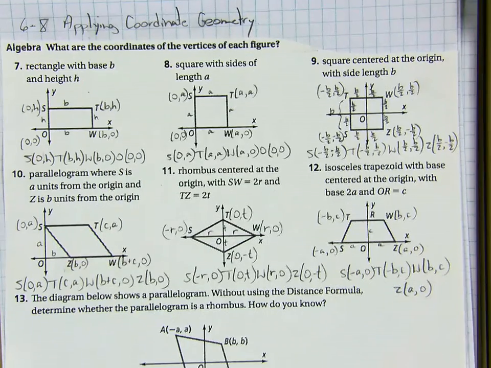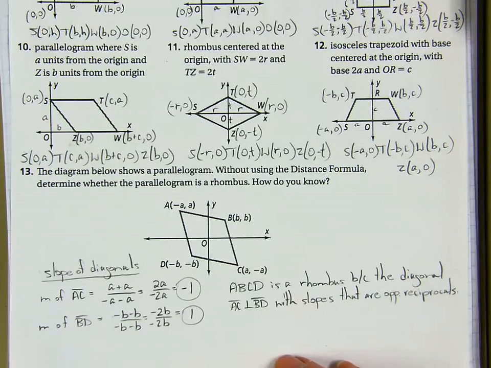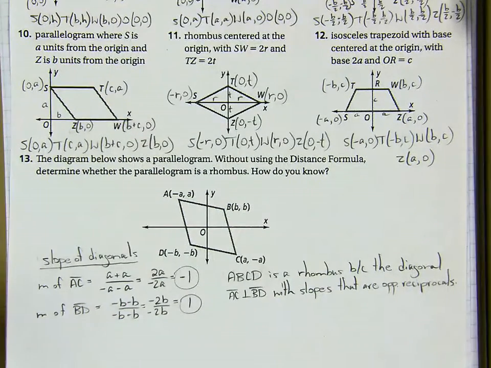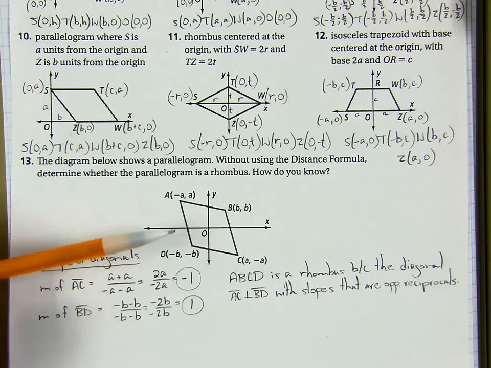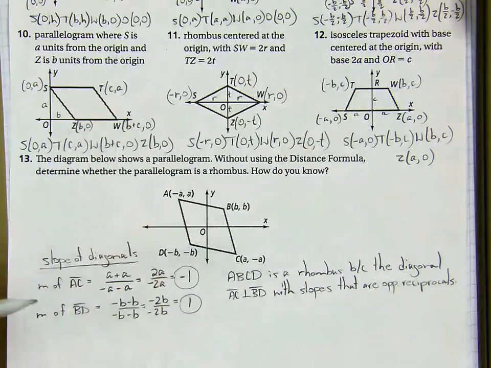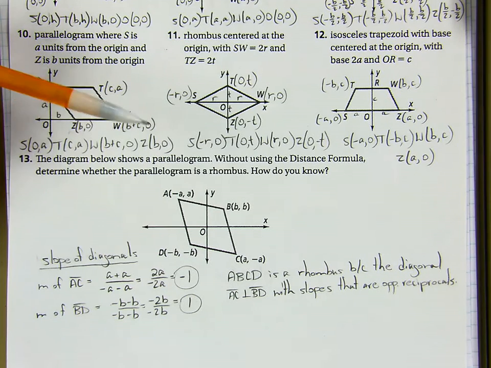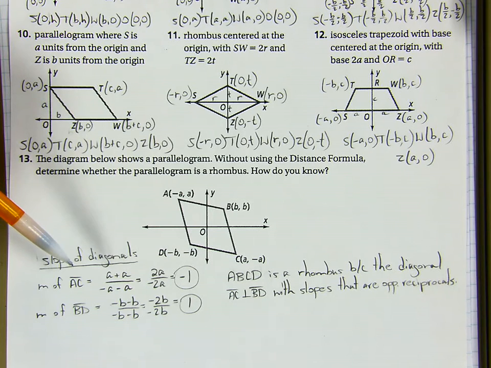All right, number 13, it says the diagram shows a parallelogram. Without using the distance formula, determine whether the quadrilateral is a rhombus. So it is a parallelogram. Now we could use the distance formula to find the length of all four sides to show that they're congruent and it's a rhombus. But the easiest thing to do, what we've been trying to do, is work smarter, not harder. Slope formula is much easier than distance formula.